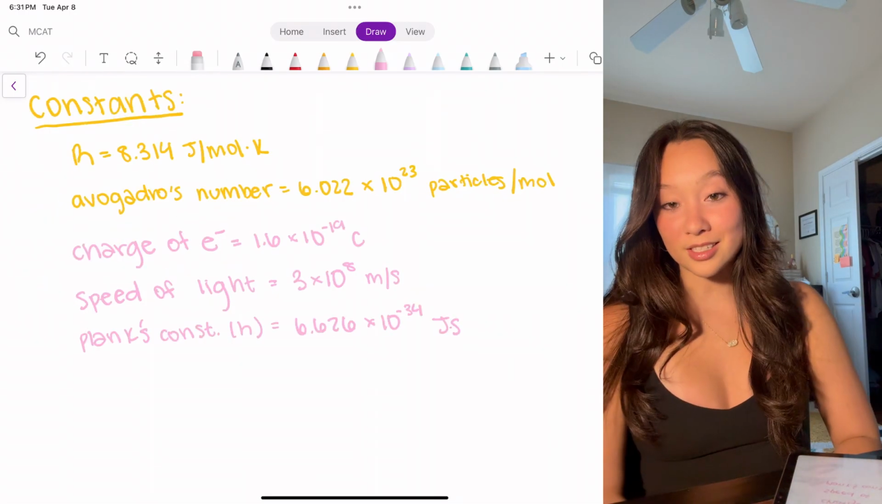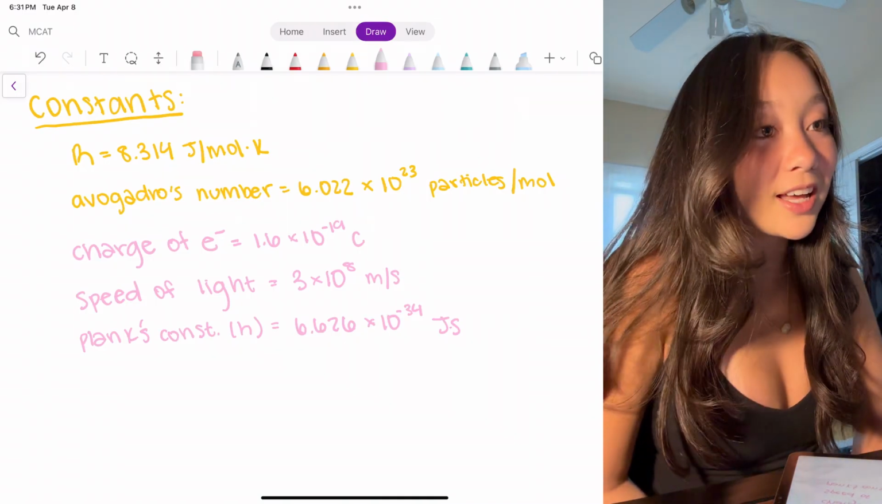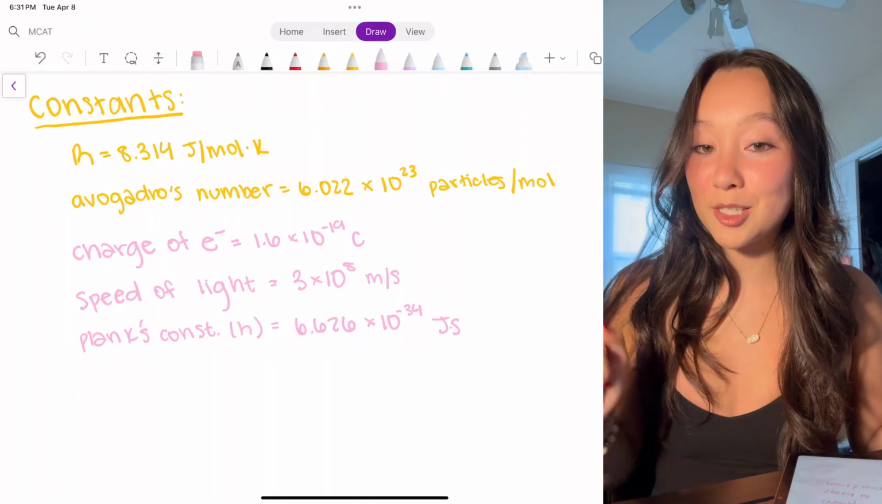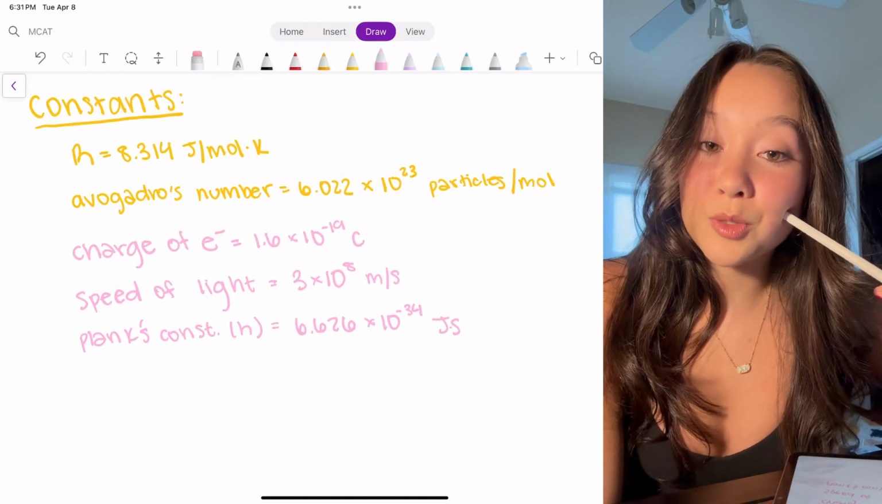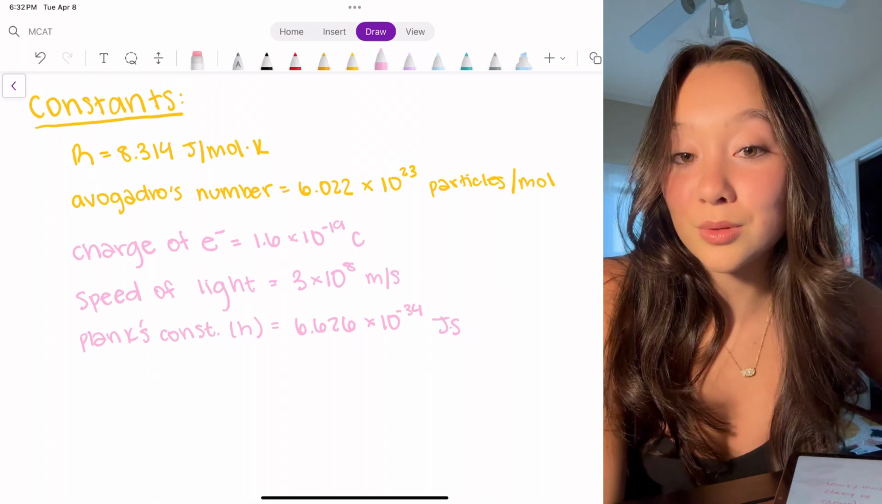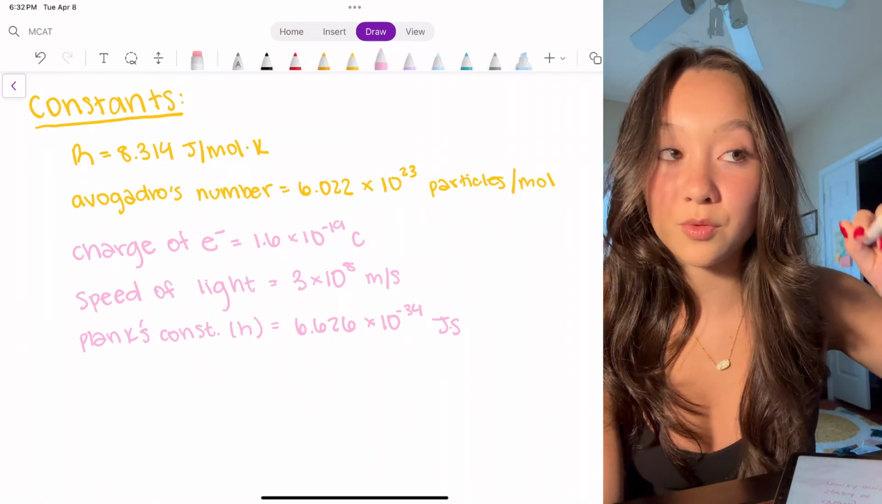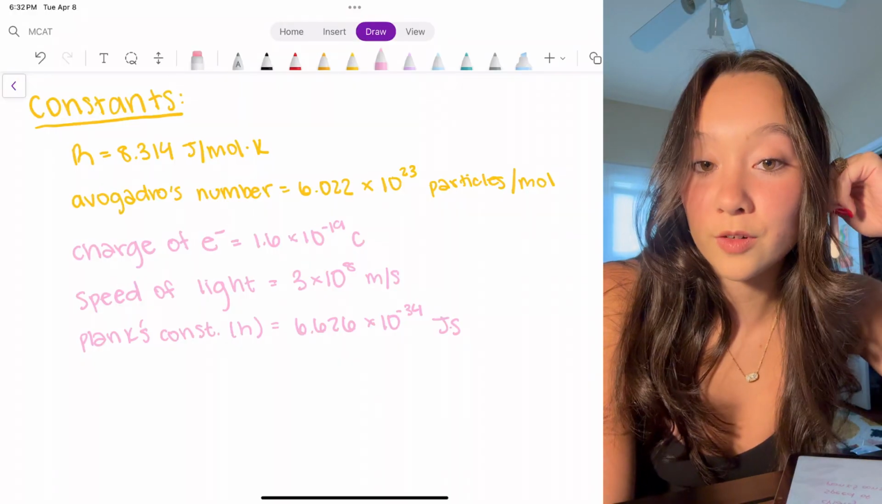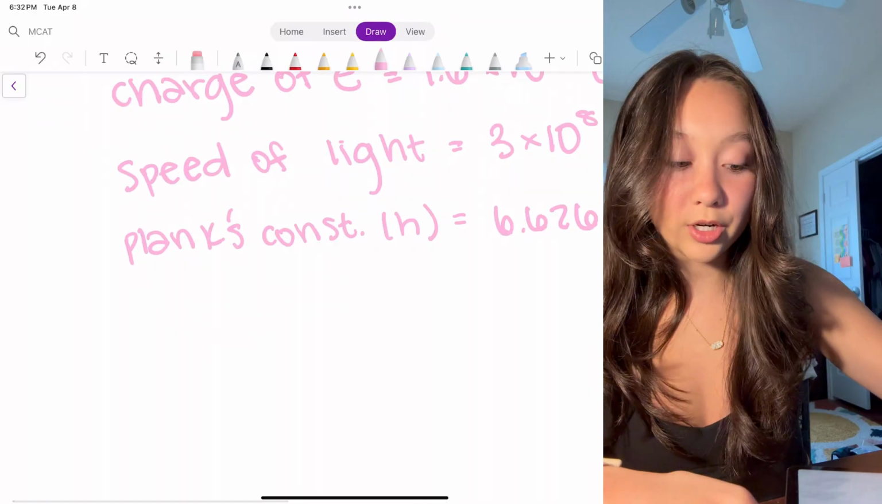I've never had a passage that you needed to memorize this one for. They've always given it to you, but since it is something that you're technically supposed to know, they could be really mean and not give it to you. Planck's constant is what you use in the equation E equals hf, so energy equals Planck's constant times the frequency. That is in our physics equation sheet. All right, this one is pretty straightforward.